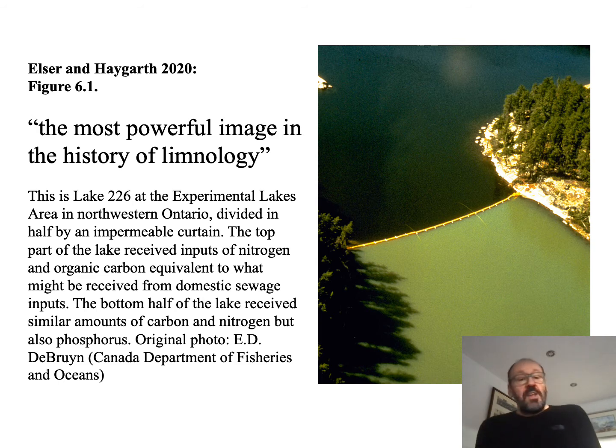And as you can see in the figure caption there, the top part of the lake received inputs of nitrogen and organic carbon, equivalent to what might be received from domestic sewage inputs. The bottom half of the lake received similar amounts of carbon and nitrogen, but also phosphorus. And that shows you in an eye what phosphorus can do. And that basically is algal scum, it's chlorophyll rich, it's anoxic, in other words, it's got low oxygen, it's wrecked water quality, it's eutrophic, and it has no biodiversity, and we just do not want that.